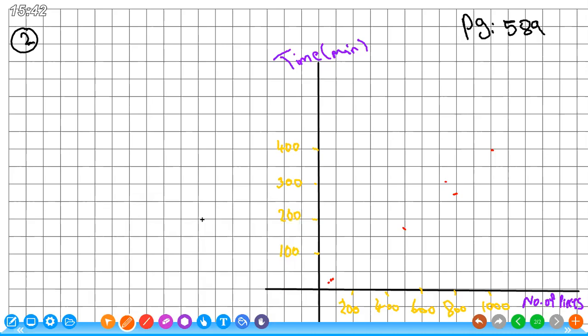First of all, is this a positive or negative association? As we go from left to right, from 200 to 400 to 600 like this, and on the y, from 100 up, what happens to the points? Does it increase or decrease? The answer, it increases. So we can have a positive association.